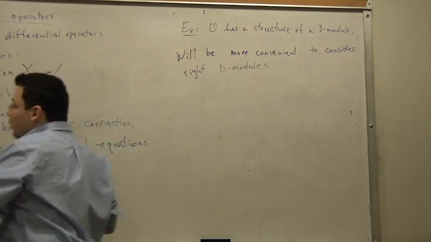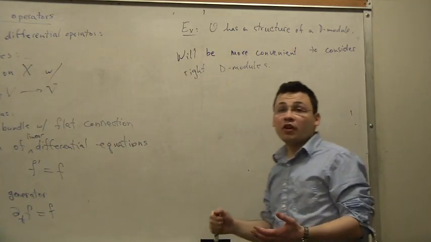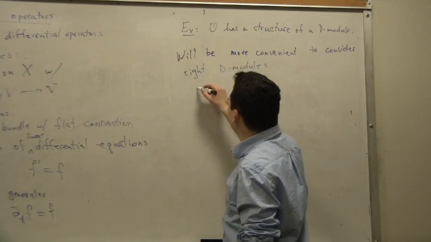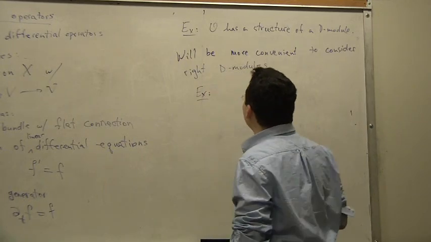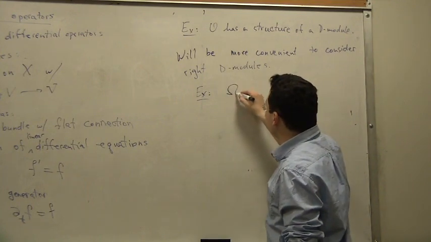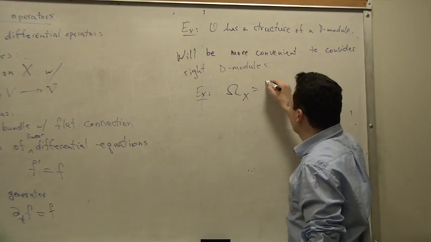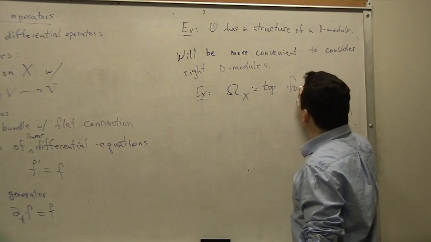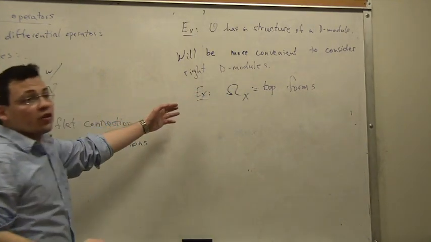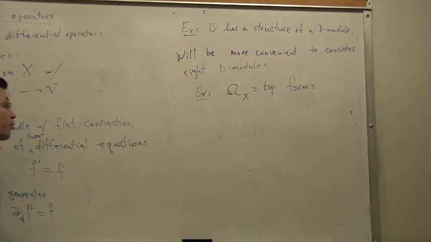So this D is a non-commutative ring, so we can consider left and right D modules. In this case, both are equivalent. So there's a canonical example of a right D module, which maybe I'll call omega sub x. So this is top forms. So the structure of a right D module is given by the Lie derivative.